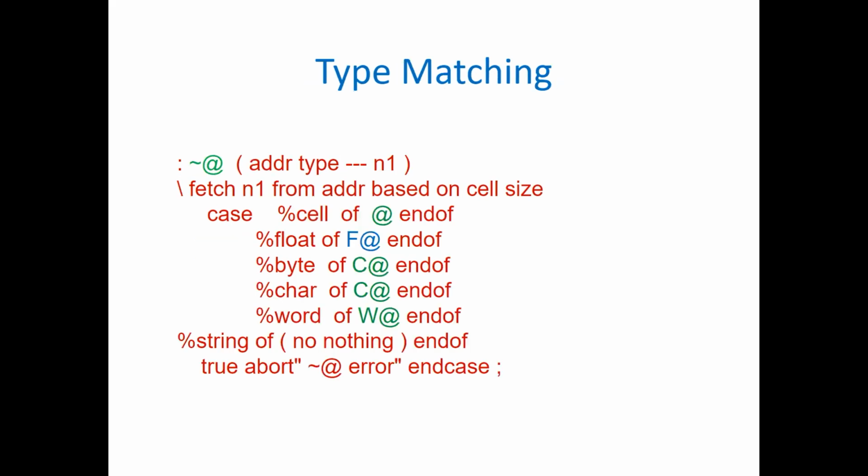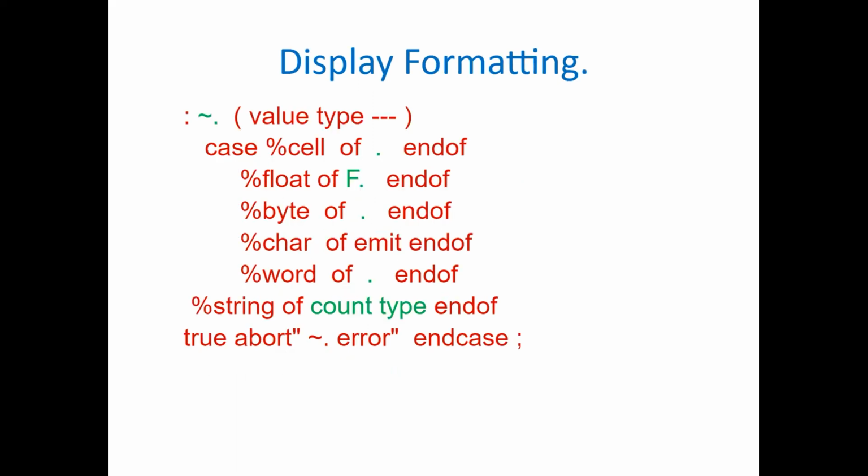How this is used then is, this is our fetch sign, but with the tilde fetch, what it's saying is it's the type matching fetch. So now what comes into this is what was generated just a moment ago. We have an address and a type. So the case structure then figures out, is it a cell, a float, a byte, a character, or a word? And in that case, it takes the right fetch. So we have fetch, F fetch, C fetch, W fetch. And then the string fetch does nothing because the string gets the physical address. So that's the magic of typed access.